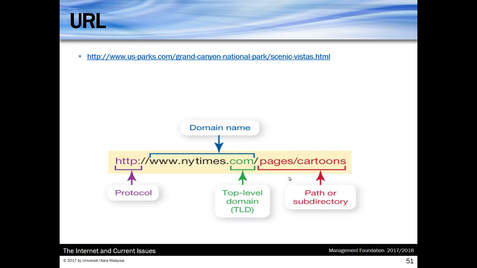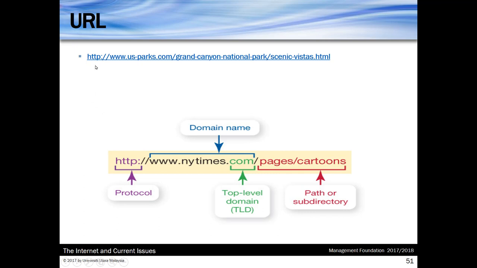And then after that, it's followed by the path or the subdirectory. Forward slash pages and then forward slash cartoons, and similarly like this one. So the first part of the URL is the protocol. In this example, HTTP, which stands for Hypertext Transfer Protocol. Hypertext Transfer Protocol is the communication protocol used to connect to web servers on the internet.